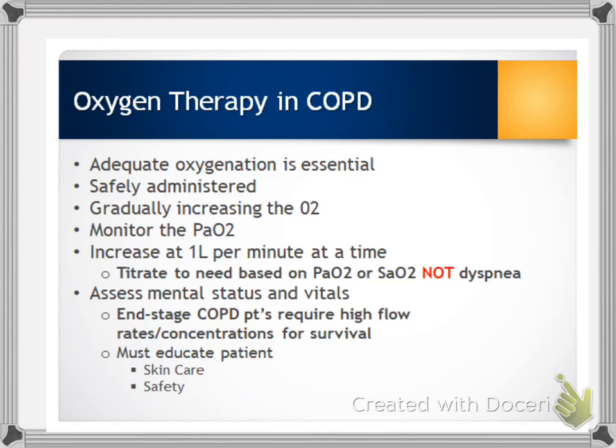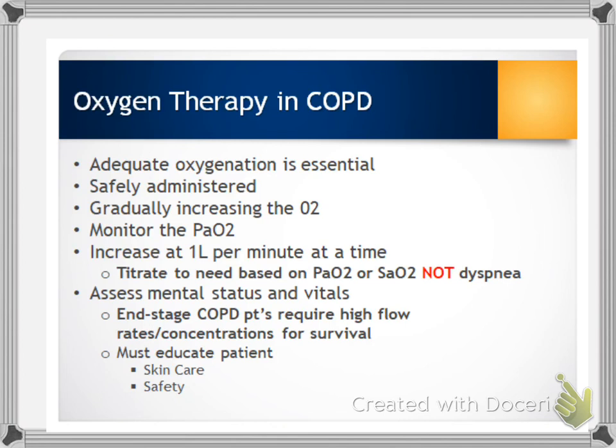If there's somebody who's already on maybe 10 liters of a high flow nasal cannula, we would start there and increase. And we're really monitoring their oxygen levels. So if they happen to have an arterial line and we're doing continuous O2 monitoring, we can watch it on their art line, or we're monitoring it based on their pulse oximeter reading. And so for a COPD patient, we're going to increase their oxygen at 1 liter per minute. And we're always basing this on their pulse ox, not on their dyspnea.